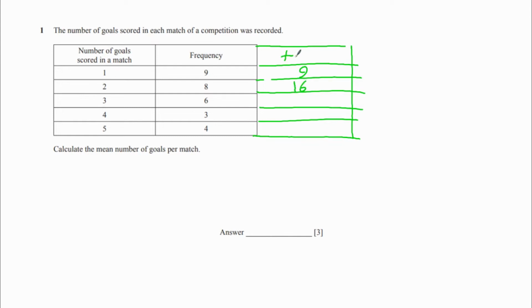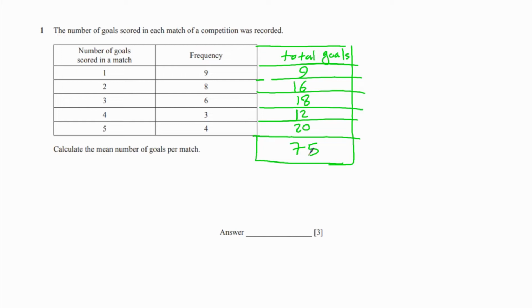So this, if I just call it total goals. And we have 3 goals in 6 matches, so 3 times 6 is 18, and 4 goals in 3 matches would be total 12, 5 goals in 4 matches, this would be 20. So the total number of goals in all matches is 9 plus 16 plus 18 plus 20 plus 12 plus 20, which would be 25, 55, 75.